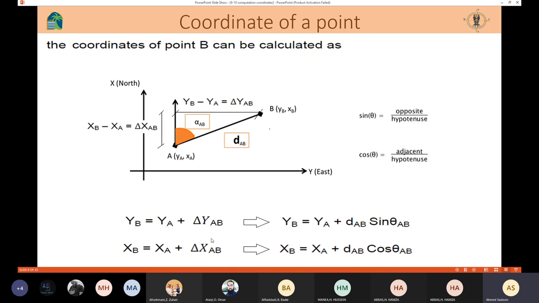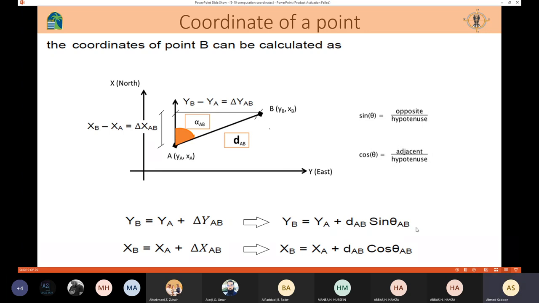Similarly, I can get an expression for the latitude. This one represents the latitude. And since we have a right triangle, okay, the cosine of this angle, and here we have alpha AB. So cosine alpha AB is going to be the latitude over the hypotenuse, which is DAB, which means that the value of the latitude is going to be DAB cosine alpha AB or cosine theta AB. Okay, so instead of the latitude, we're going to put this expression.